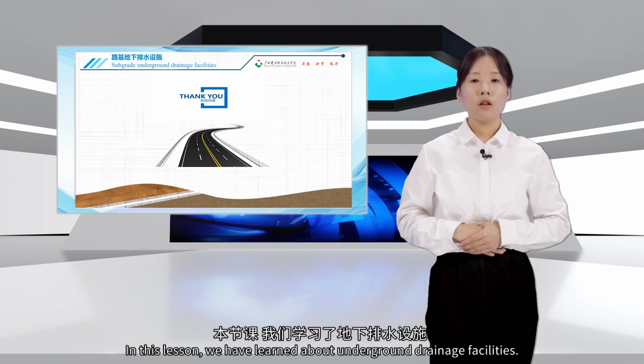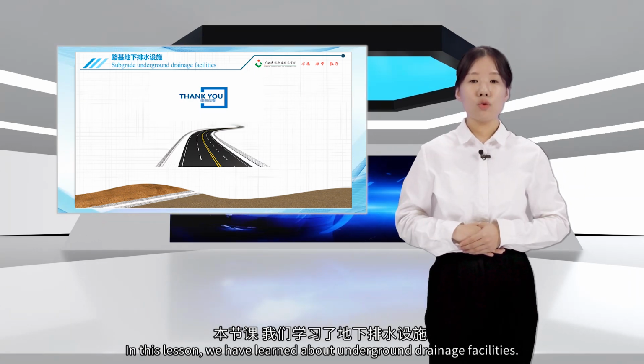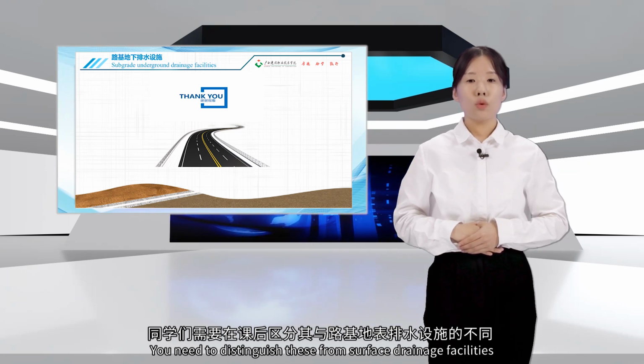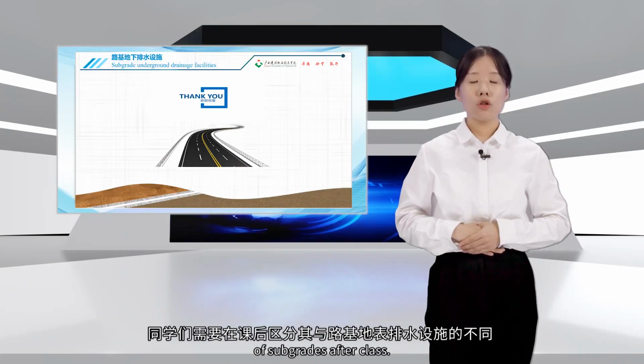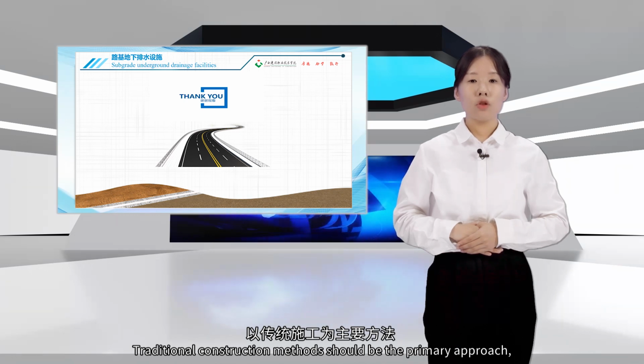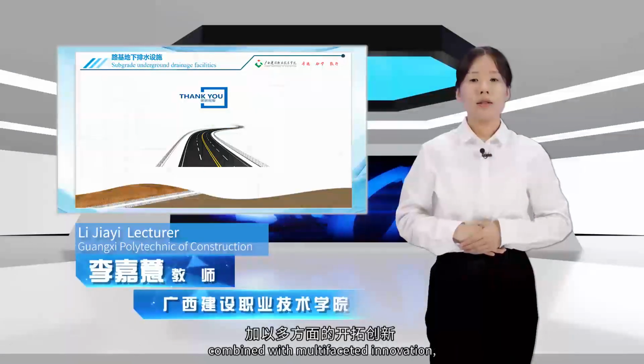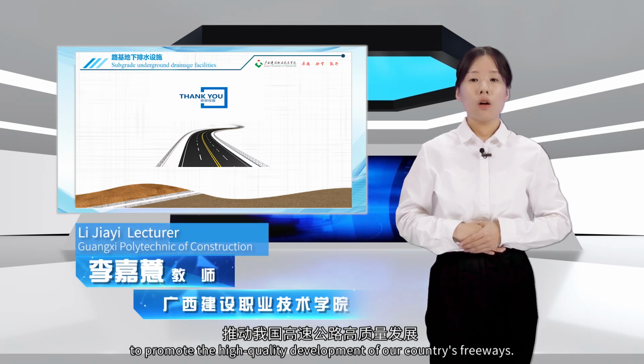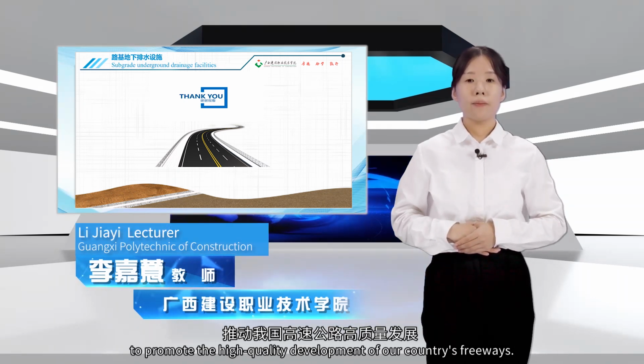In this lesson, we have learned about underground drainage facilities. You need to distinguish these from surface drainage facilities of subgrades after class. Traditional construction methods should be the primary approach, combined with multifaceted innovation to promote the high-quality development of our country's freeways.